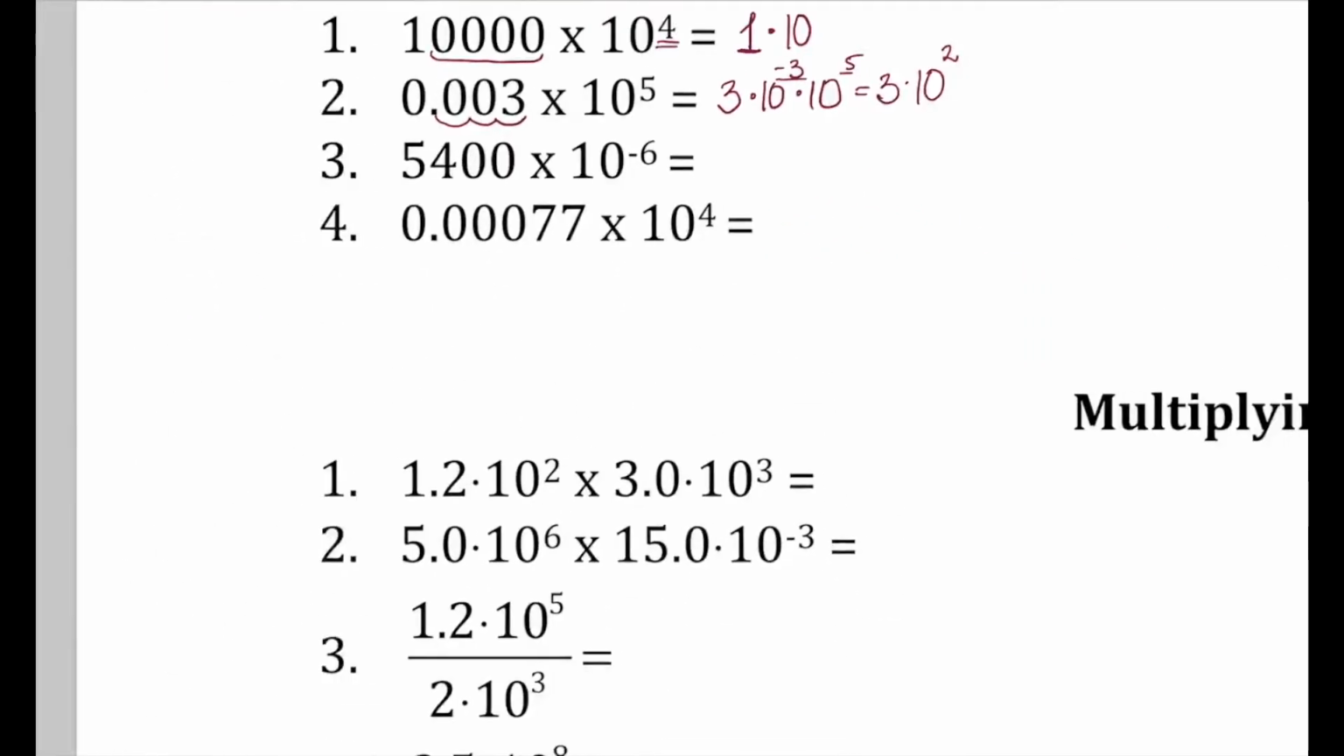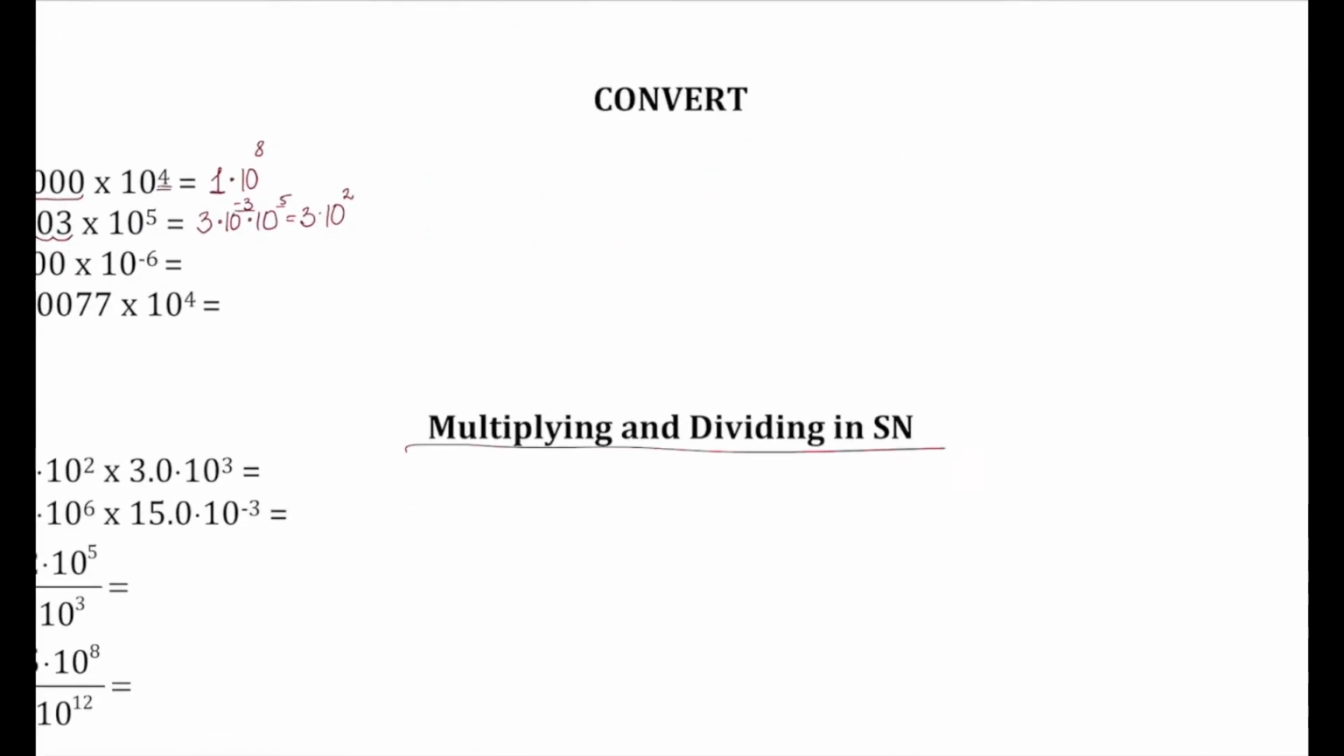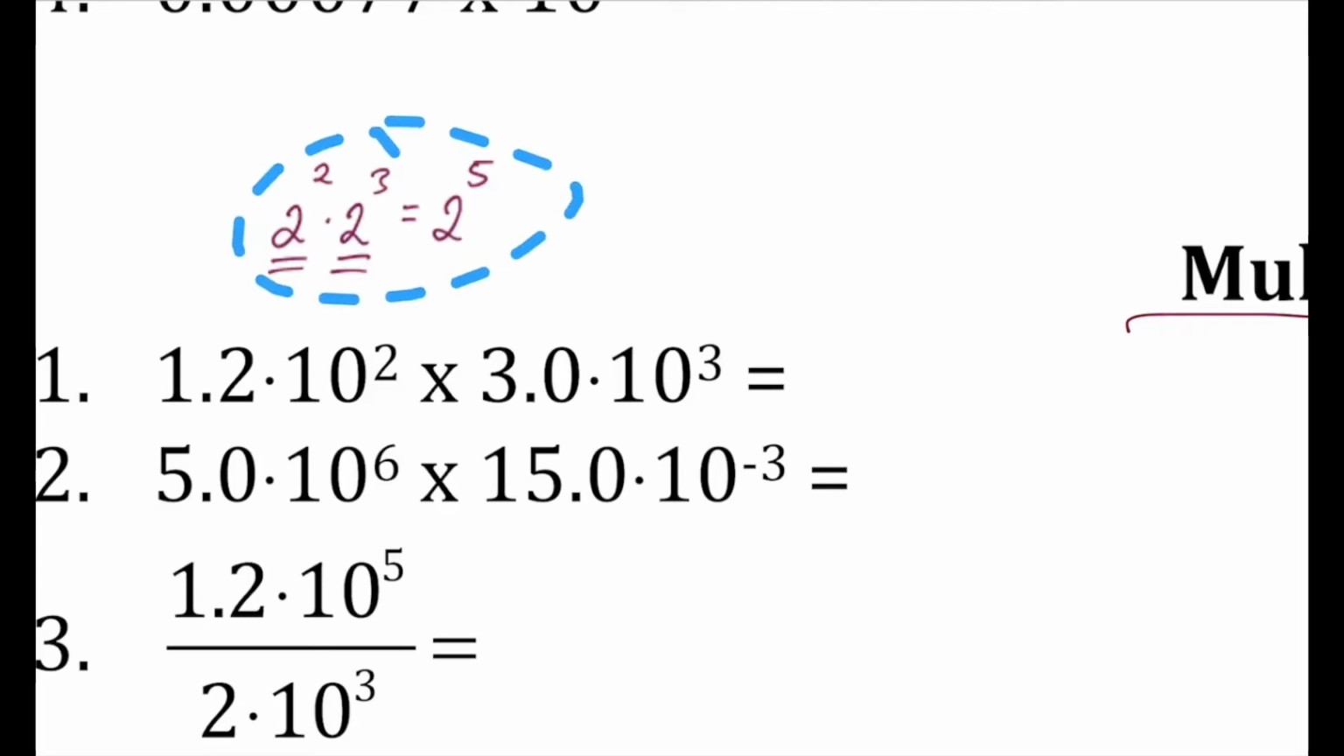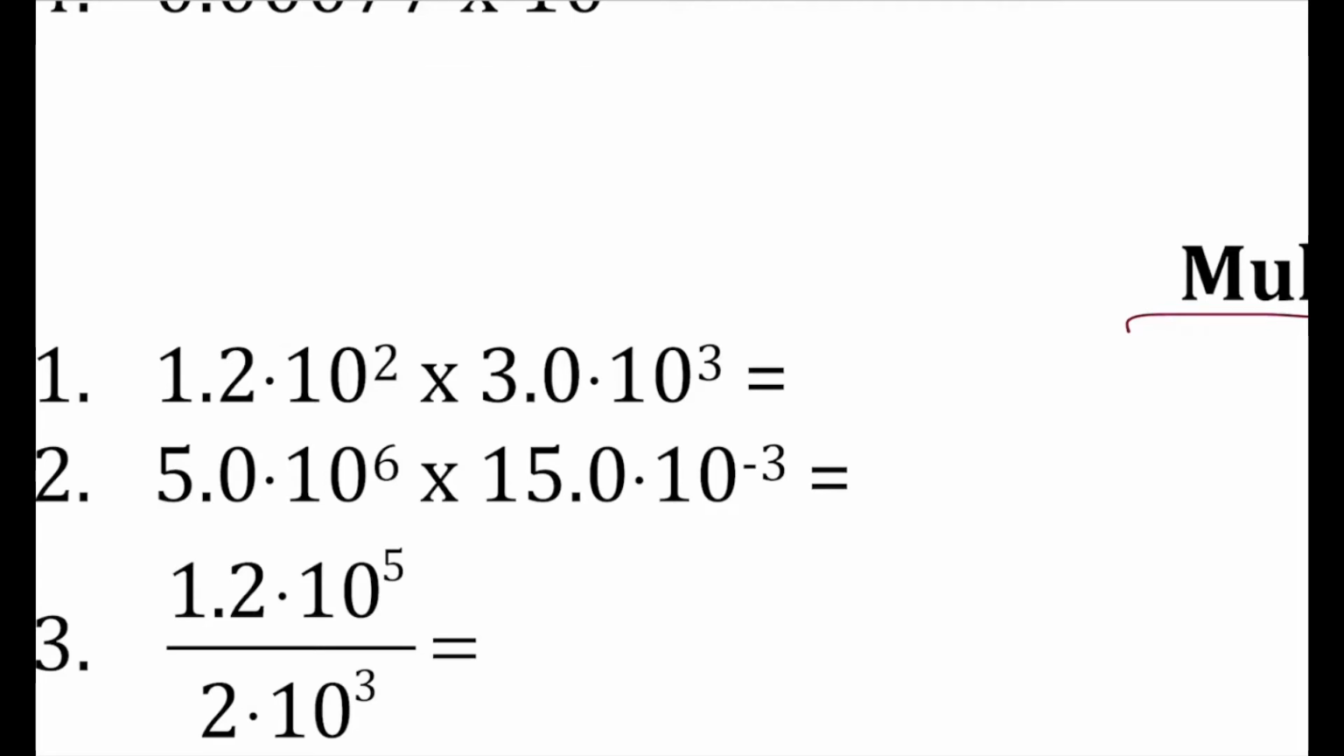When you have to multiply or divide in scientific notation, do not confuse this with something like 2 to the 2nd times 2 to the 3rd equals 2 to the 5th. In that case, I had the same base. Here, you don't have the same base. You actually have different numbers. What you do care about is the numbers themselves.